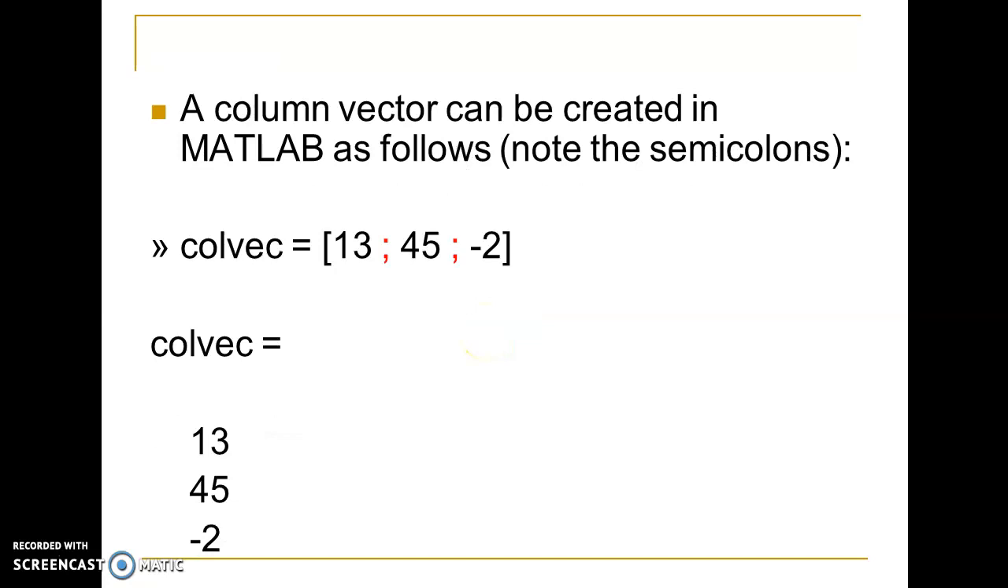Similarly, a column vector can be created in MATLAB by enclosing the set of elements in square brackets using semicolons to delimit the elements. Take an example, colvec = [13; 45; -2]. It creates a column vector with the elements 13, 45, minus 2. Now please note the column vectors are created with the help of semicolons.